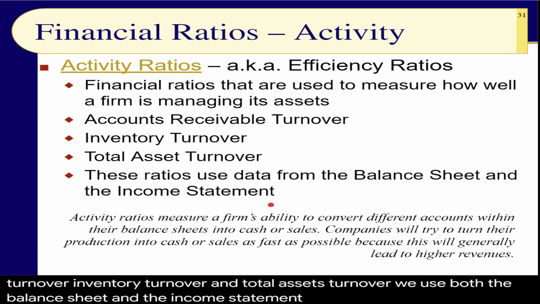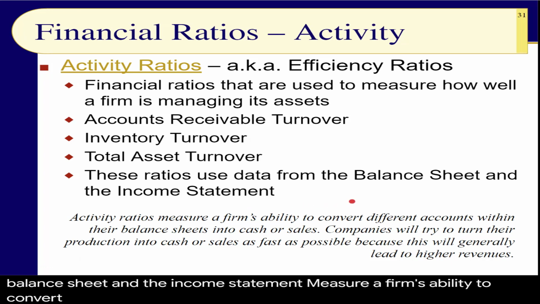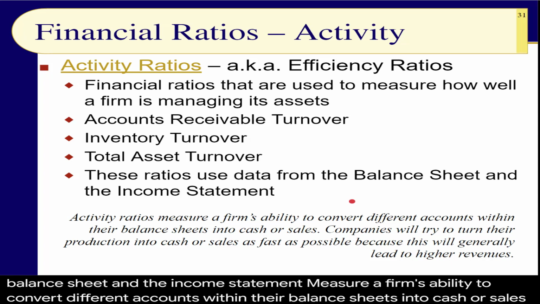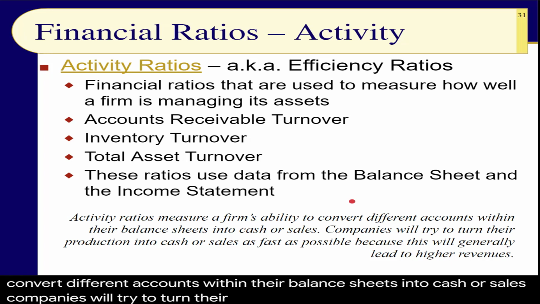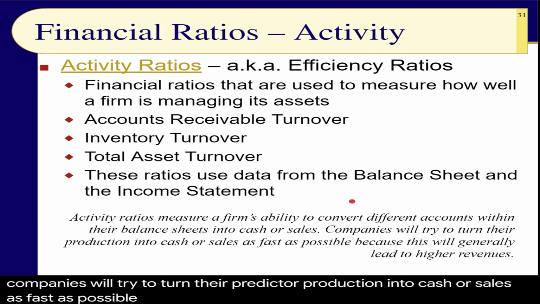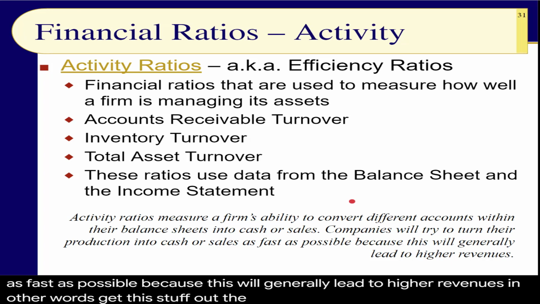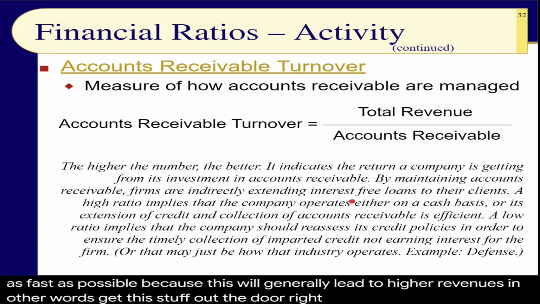Activity ratios measure a firm's ability to convert different accounts within their balance sheets into cash or sales. Companies will try to turn their production into cash or sales as fast as possible because this will generally lead to higher revenues. In other words, get this stuff out the door, right? So let's take a look at the first one.